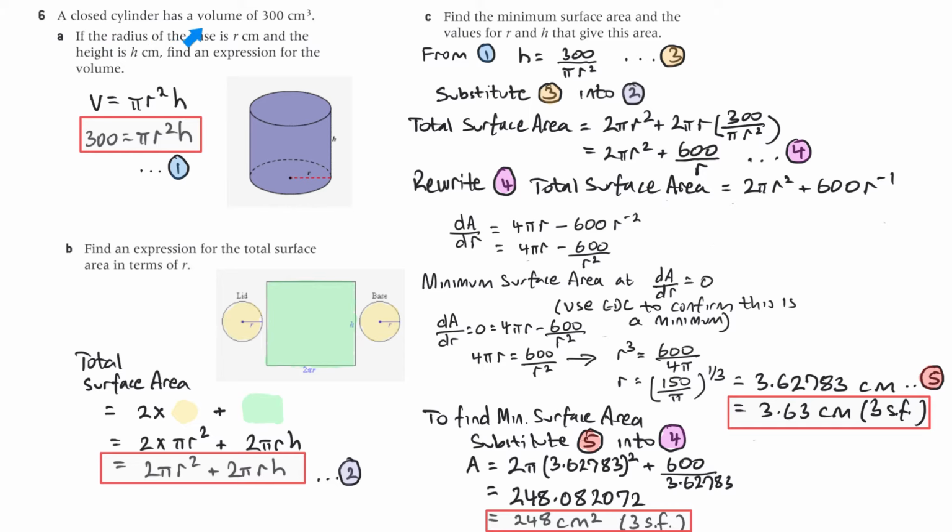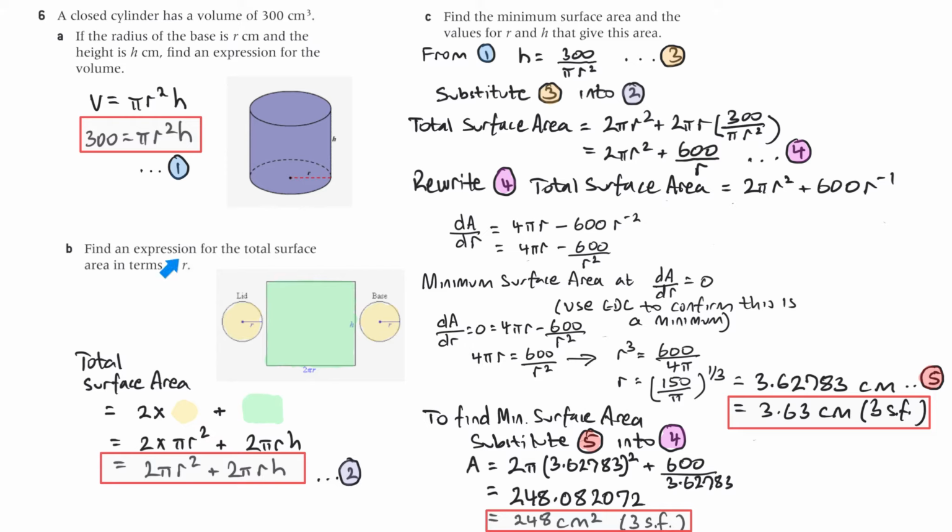Question 6, a closed cylinder has a volume of 300 centimetres cubed. If the radius of the base is r centimetres and the height is h, find an expression for the volume. We know the volume of a cylinder is pi r squared h, and they've told us the volume's 300, so 300 equals pi r squared h.